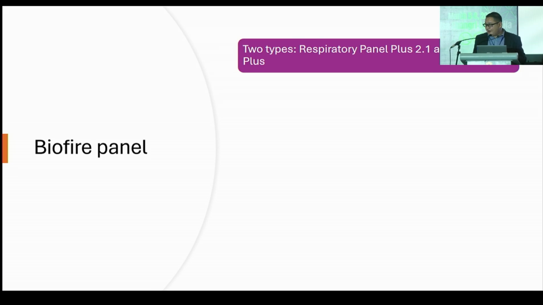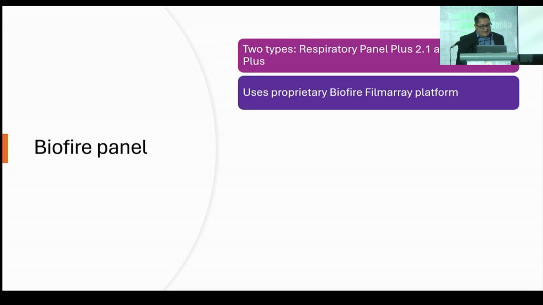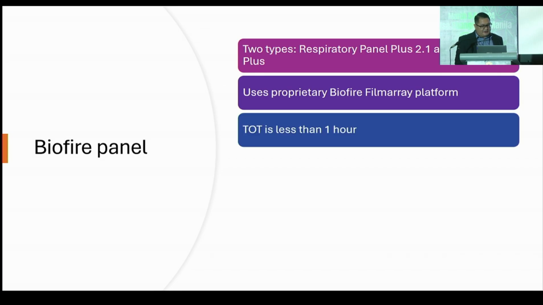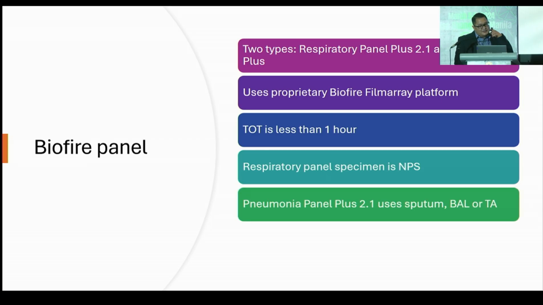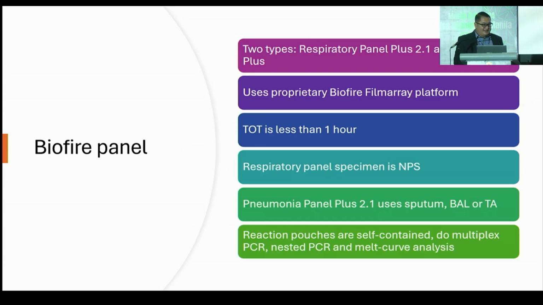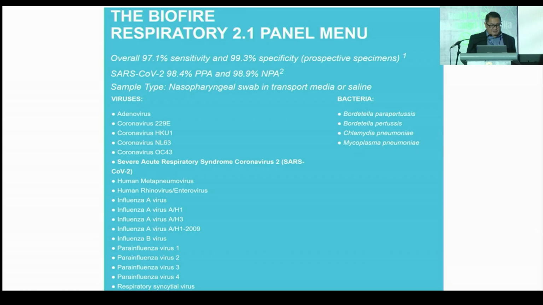So I think BioFire is the most popular right now, and it uses a FilmArray platform. Turnaround time is less than an hour. Respiratory panel specimen is nasopharyngeal swab. Pneumonia panel uses sputum, BAL, or a tracheal aspirate. And then these are little pouches that you stick into the machine, self-contained. They do multiplex PCR, nested PCR, and also melt curve analysis. So this is what the respiratory panel menu looks like, and you can see virus, virus, virus, virus, and atypical pathogens.